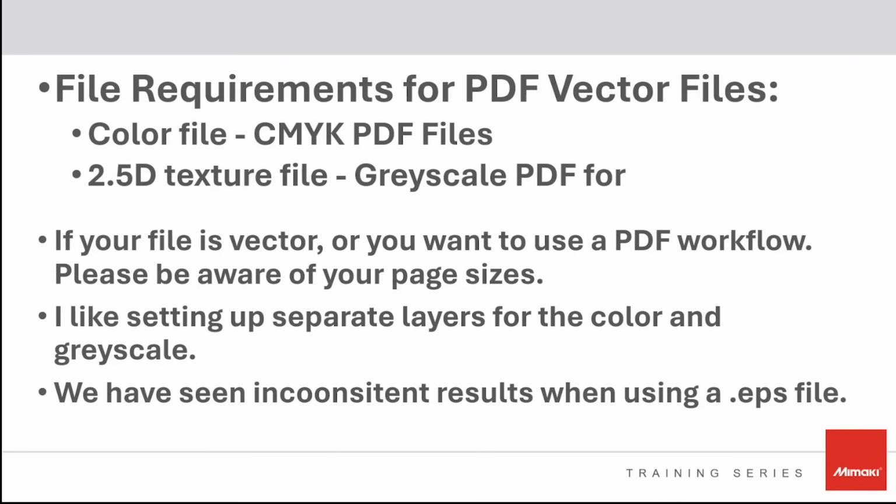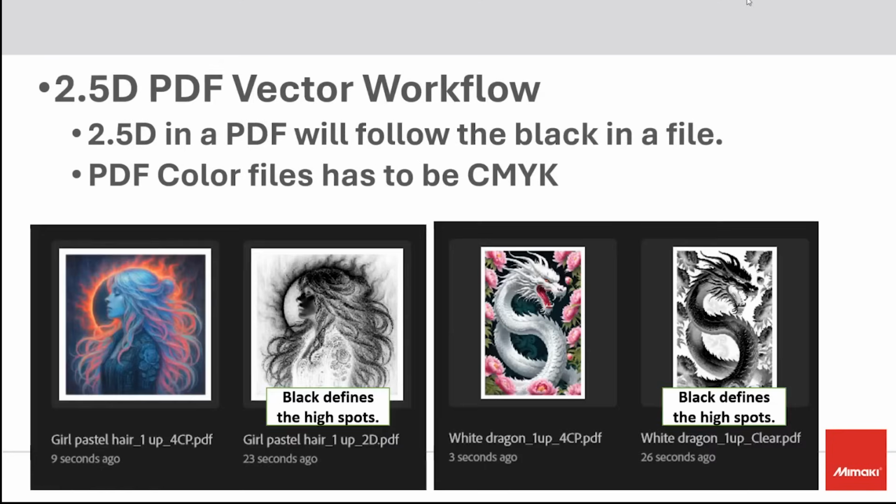So if your file is vector, also please be aware of the page sizes of the PDFs that you're making. I like setting up one file and then creating separate layers for the color and grayscale files that I have to save out. So this next slide is going to explain exactly what I'm talking about, because these are some of the files that you're going to get. So you're going to save out your 2.5D texture grayscale file as one file and bring that into RasterLink, and then you're going to save out the color layer as another file so that you can bring them in separately and then combine them together in RasterLink, which is what we will show in a minute.